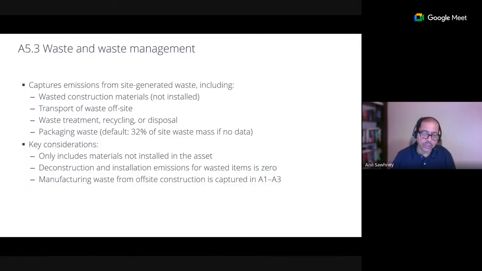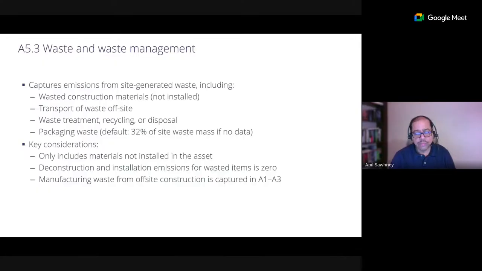So that waste, transport of waste offsite, waste treatment, recycling or disposal, packaging waste, default 32% of site waste mass if no data is available. So again, you can utilize some thumb rules for packaging waste, for example. Key considerations only include materials not installed in the asset. Deconstruction and installation emissions for wasted items should be considered as zero because you just sort of brought them and moved them out of sight.